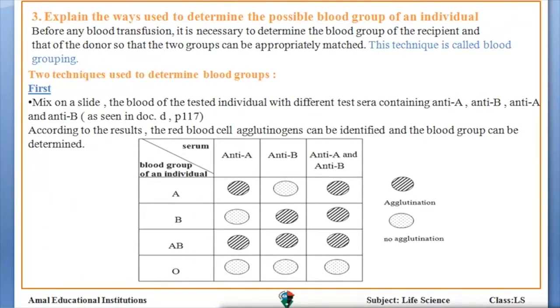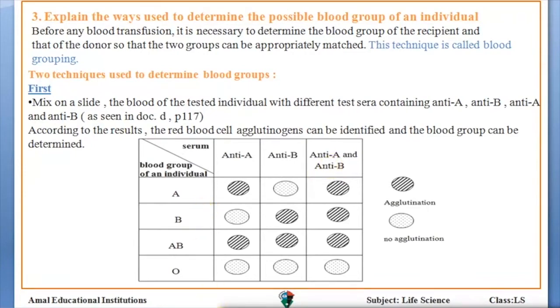Two different techniques can be used. Let us have a look at the first technique. Here on a slide, the blood of the individual we're going to test is mixed with different test sera containing anti-A antibody, anti-B antibody, anti-A and anti-B antibodies. This you can observe and document in your book on page 117.